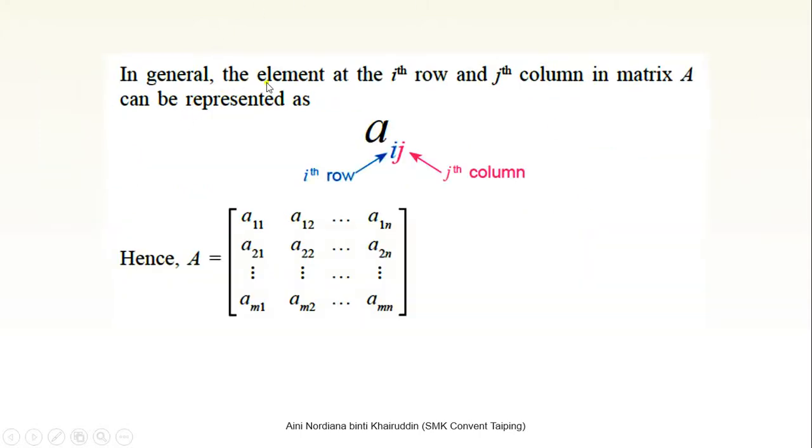In general, the element at the i row and j column in matrix A can be represented as Aij. So for this matrix A, this is A11, A12, and A1n. For the second row, A21, A22 until A2n. And for the m row, this is Am1, Am2 until Amn.